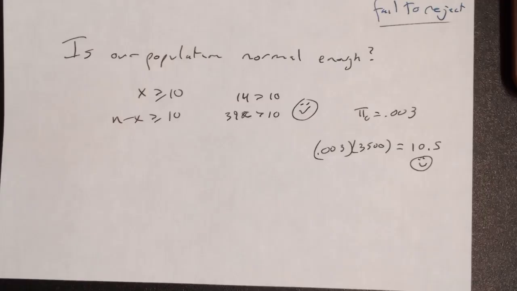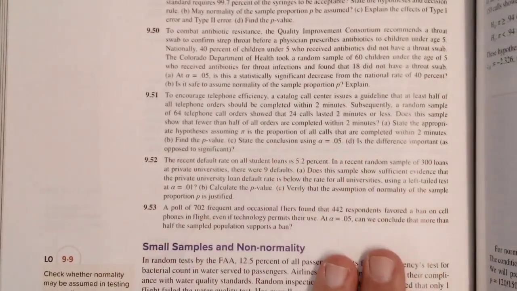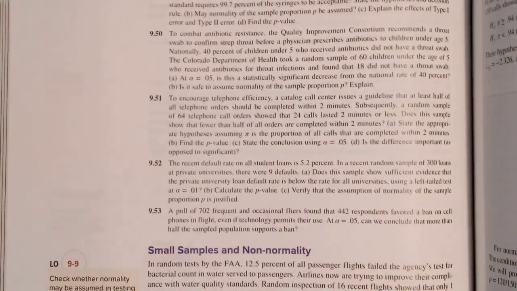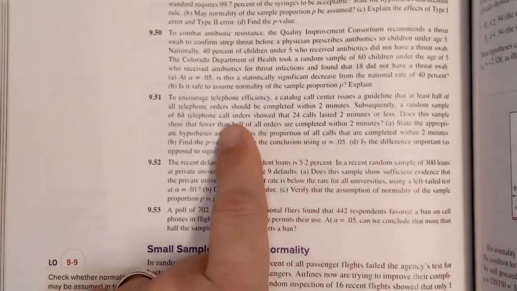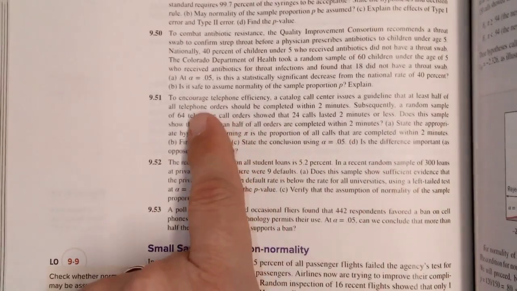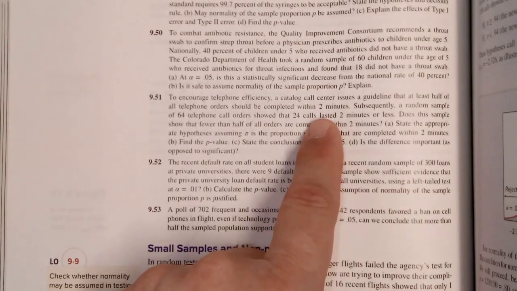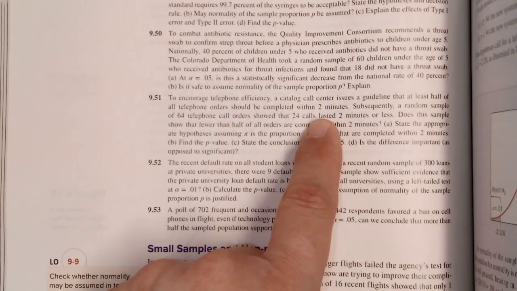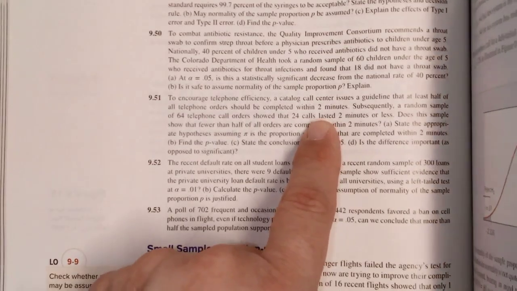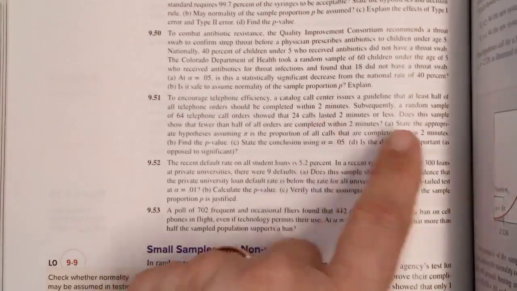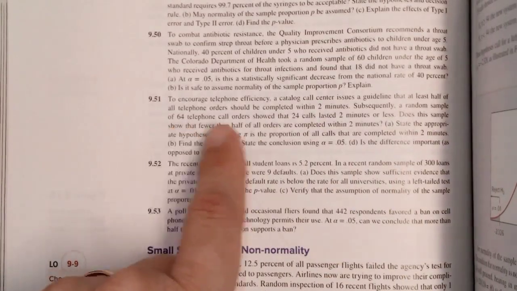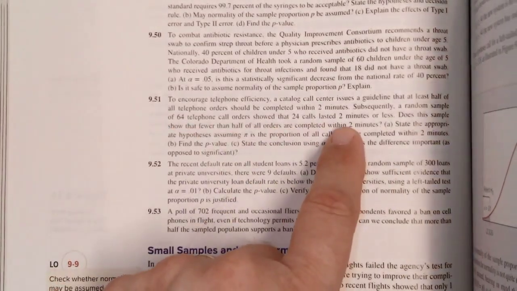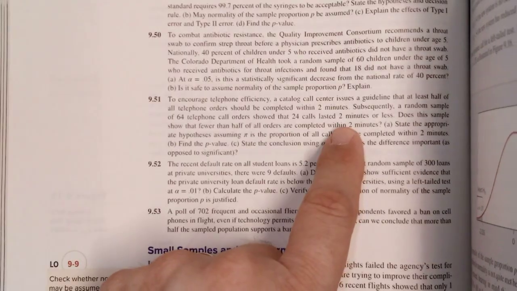Problem 51, page 346, asks me about a call center and call guidelines for customer service reps. For orders, all telephone orders should be completed within 2 minutes. Well, nowadays, I think we're doing this all online, so there are very few operators who will answer your call and take your order, but run with it for the moment. A random sample of 64 calls show 24 lasted less than or equal to 2 minutes.